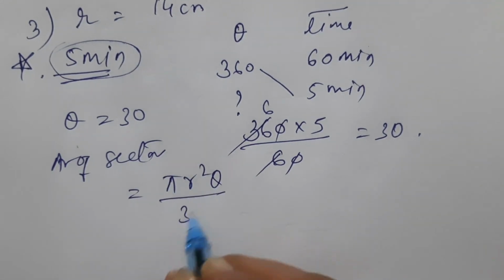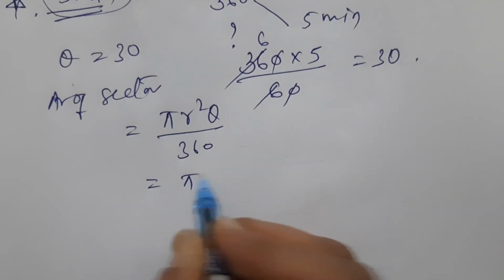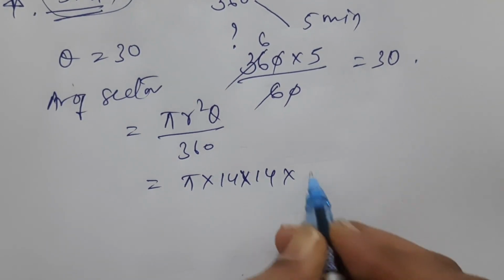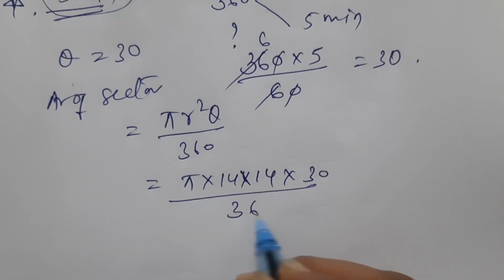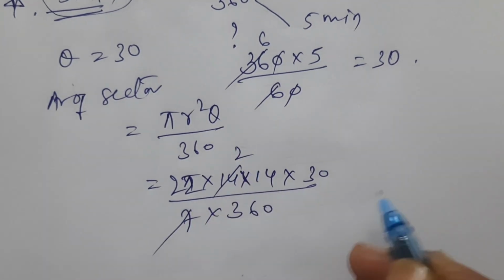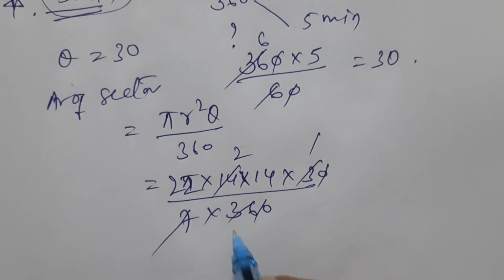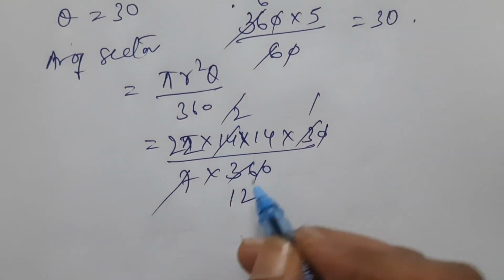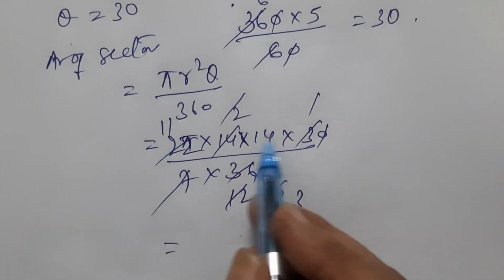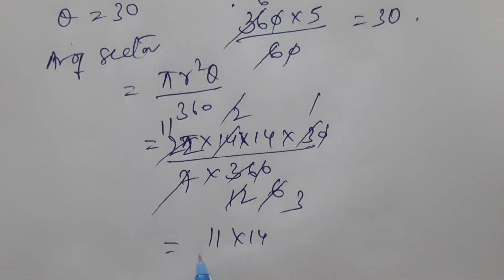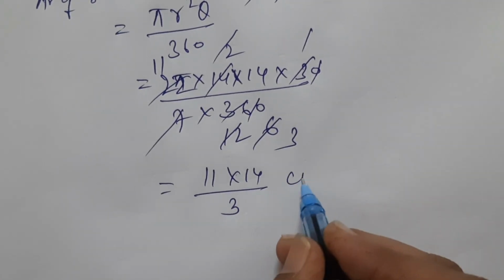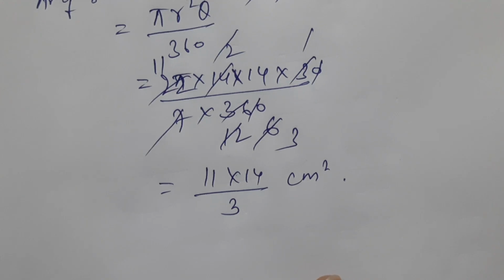Pi r square theta upon 360. Simply put out all the value. Pi, radius is given 14. Theta we got 30 upon 360. Pi 22 by 7. Now cancel out. 7 2s are 14. So we are getting 11 multiplied by 14 whole divided by 3. So cancellation you can complete out. Solution you do by your own. So this is the answer.